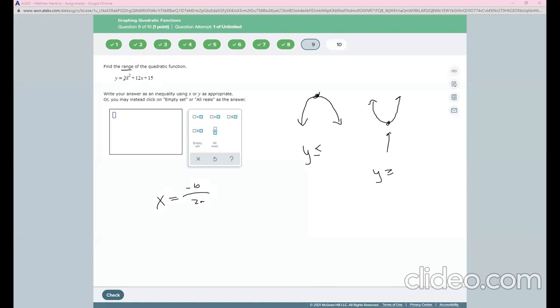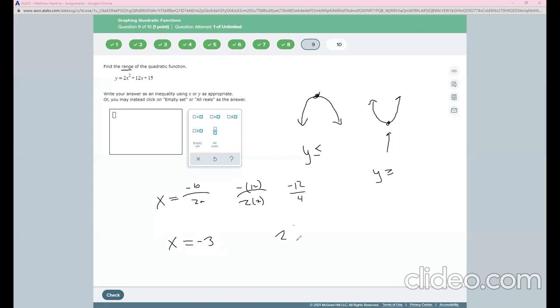So a is 2, b is 12, so it's going to be negative, and then b is 12 over 2 times 2. That gives me -12 over 4, and then -12 divided by 4 gives me -3. So x equals -3 is the x coordinate of the vertex, and we care about the y coordinate of the vertex for the range. So let's plug -3 in for both of these x's.